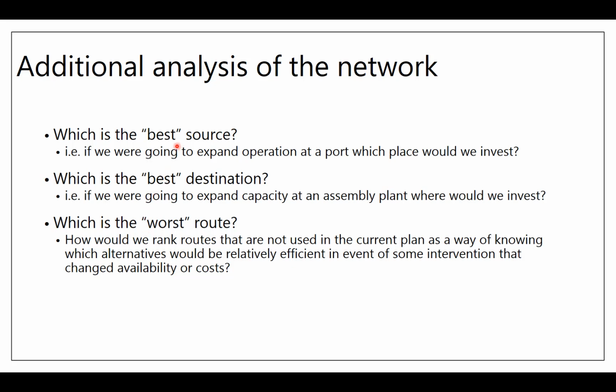We can always come up with an idea of what is the best source, and that really answers the question of, well, if we were going to expand operation at a port, where would we make an investment? And what would it be worth on a per unit basis? And so to do that, we just look for the lowest sensitivity, the lowest shadow price on a source. If we were going to expand capacity in an assembly plant, where would the transportation part of the model tell us to do it? Now, clearly, expansion at a port, expansion in an assembly plant takes into consideration more than just the transport costs, but it could be a component of it, right?